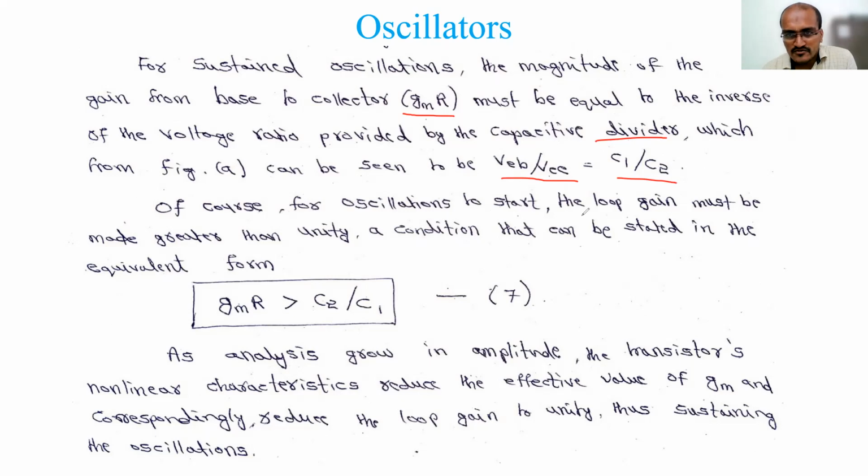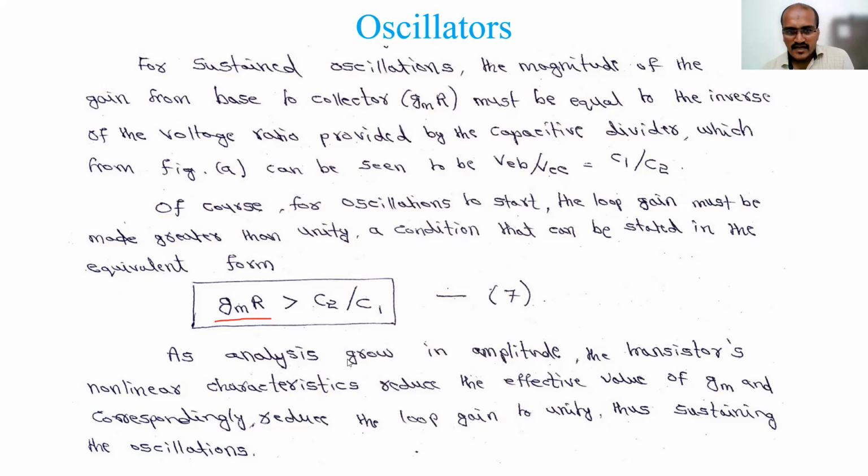Of course, for oscillations to start, the loop gain must be greater than unity. Exactly equal to 1 is the Barkhausen criterion, but initially for oscillations to start, we keep it slightly higher than 1, a condition that can be stated in the equivalent form: gm R should be greater than C2 by C1. So when you are designing a Colpitts oscillator circuit and choosing these C1, C2 capacitors, you have to take this gm into R product much larger than C2 by C1. That should be satisfied.